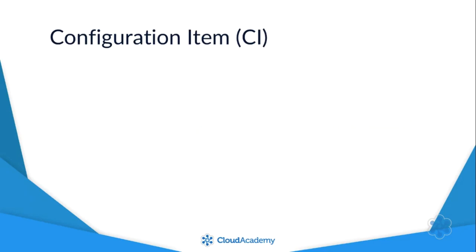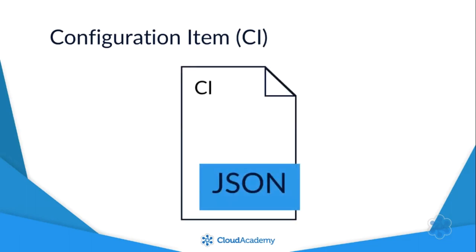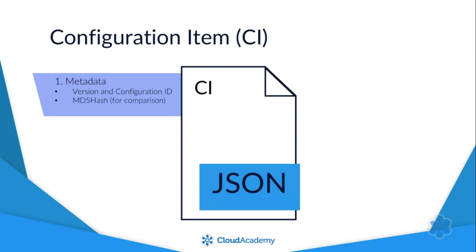As so much data is gathered within these CIs, it's important we look at this in further detail. So for every CI generated, there will be 5 different sections. Firstly, metadata. This essentially contains details about the configuration item itself. Within this metadata, we have both a version ID and a configuration ID, which uniquely identifies the CI. In addition to this, other information includes an MD5 hash that allows you to compare other CIs already recorded against the same resource, as well as ensuring there are no duplications.